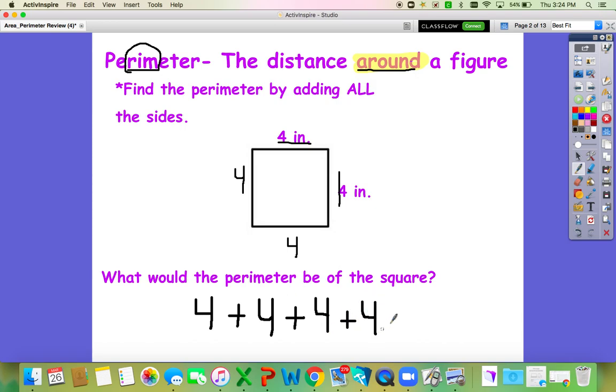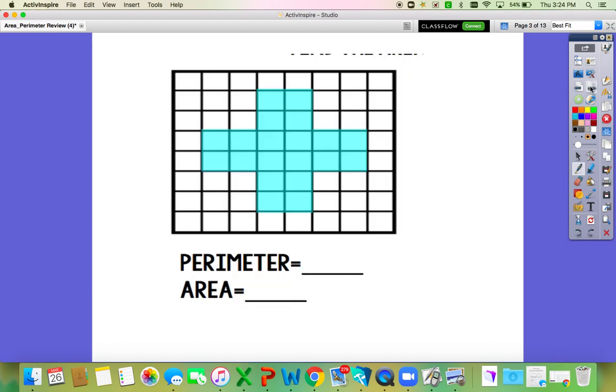Remember to make sure that you write down each side. I have 1, 2, 3, 4, and 1, 2, 3, 4. If I add all of these up, I would get 16. Ooh, I see repeated addition. So another way I could write this is 4 groups of 4, multiplication. Just another way to help us.